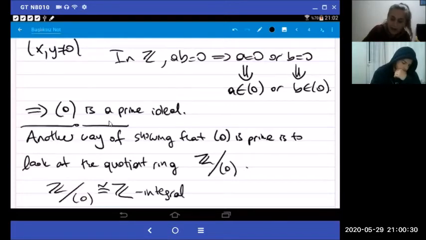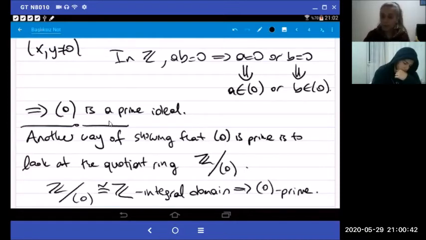Now, apply the theorem that we've learned. Since the quotient is an integral domain, the ideal generated by 0 is prime. And you can also say that since Z is not a field, the ideal generated by 0 is not maximal. You can show the maximality with the same logic. This is a trivial example. I'm saying trivial because we all know integers.